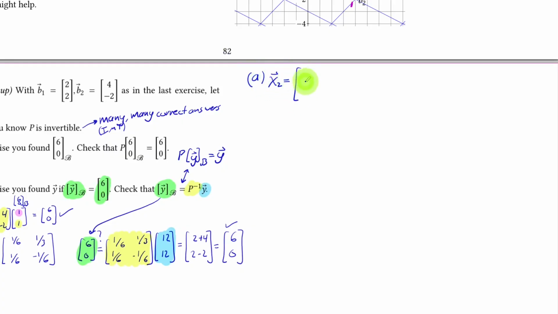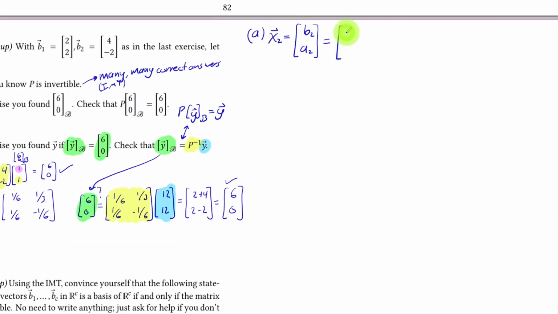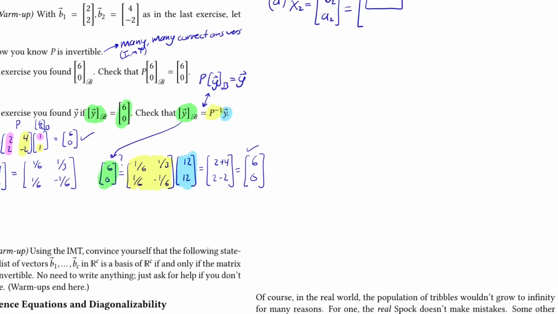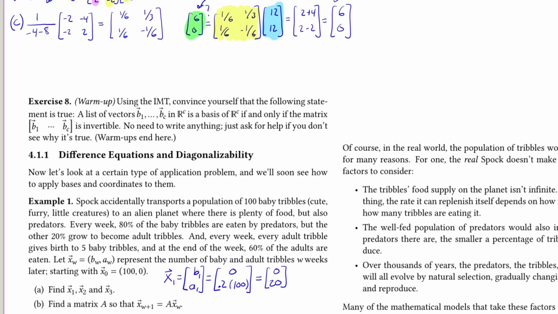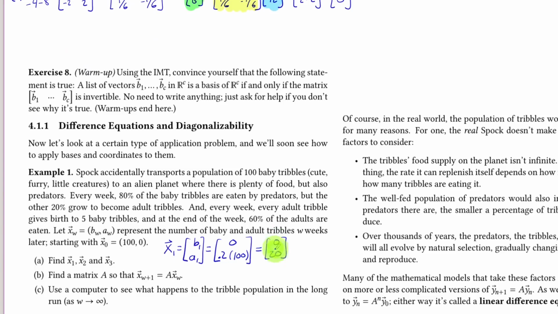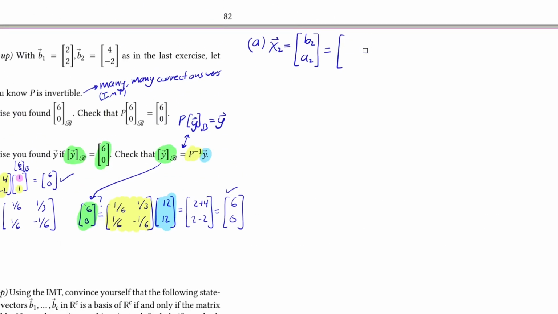So this is the number of baby tribbles and adult tribbles after 2 weeks. And first, let's think about how many babies there will be. What are we going to put right here? Well, how do you get babies? What we have is 20 adults the previous week. And we know every adult tribble gives birth to 5 baby tribbles. So we're going to have 5 times a1 here. It's going to be 5 times 20.